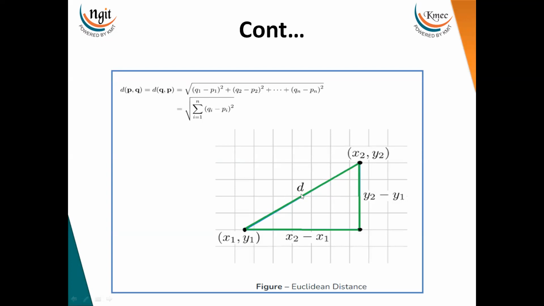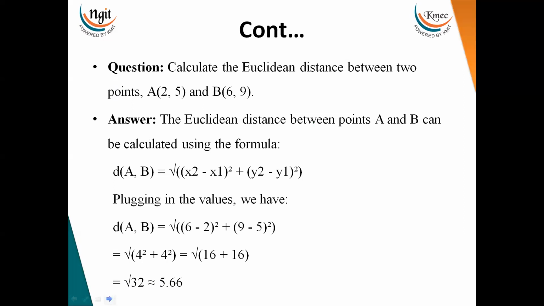To find the value of d, I'm using the Euclidean distance formula, which is the square root of (x2 minus x1) whole square plus (y2 minus y1) whole square. So this will become my Euclidean distance formula. We'll see with an example how Euclidean distance works.